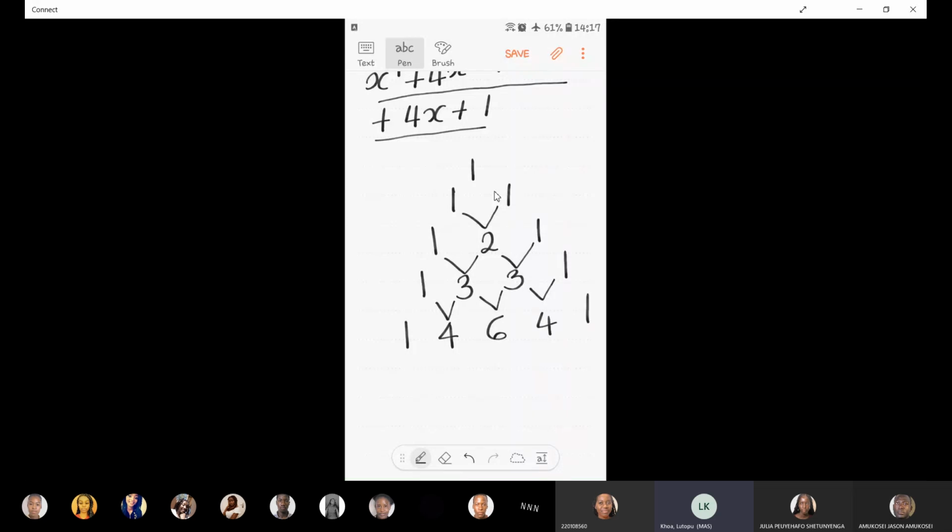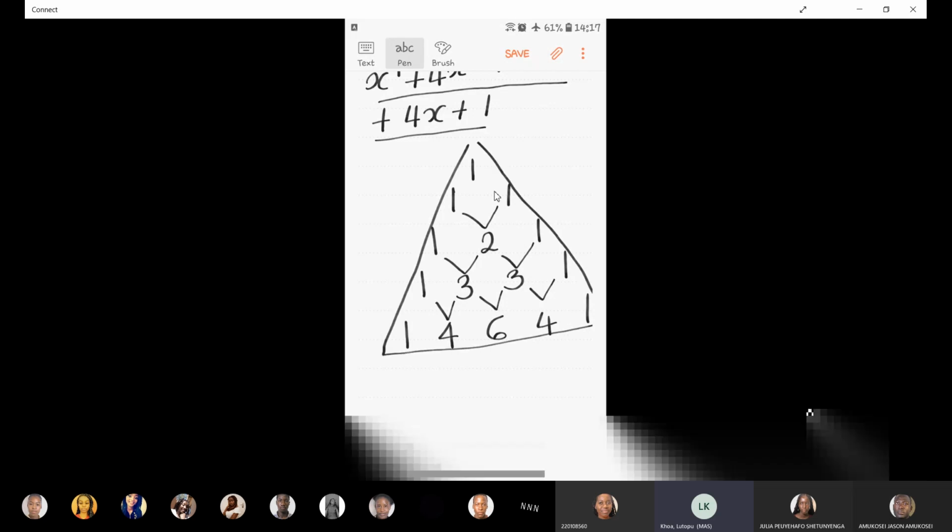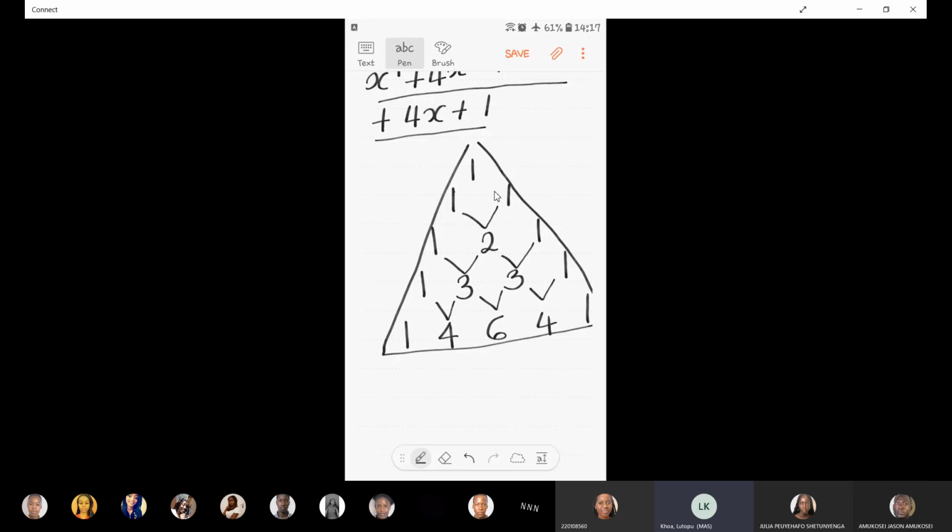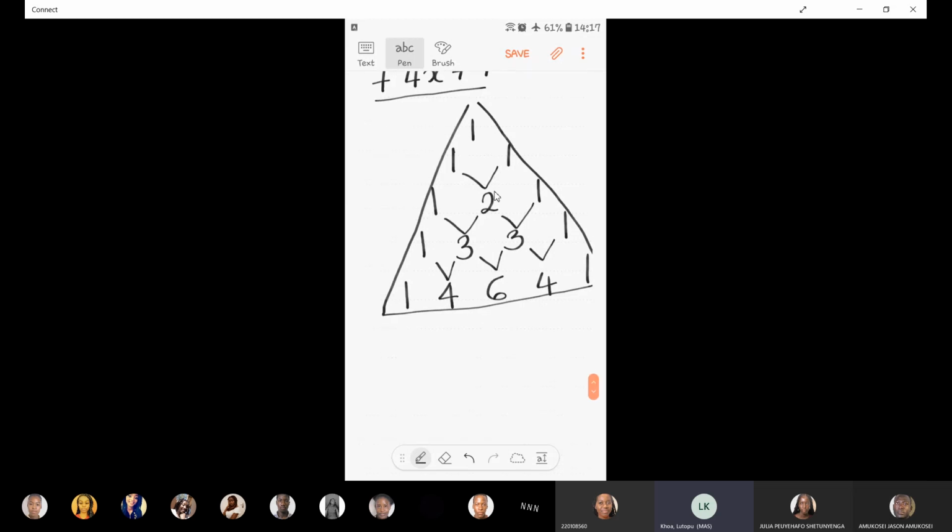Every level starts and ends with a 1. And you can see this is a triangle. So that's why it is called Pascal's triangle. Okay, so you can do this till whatever level you're looking for.